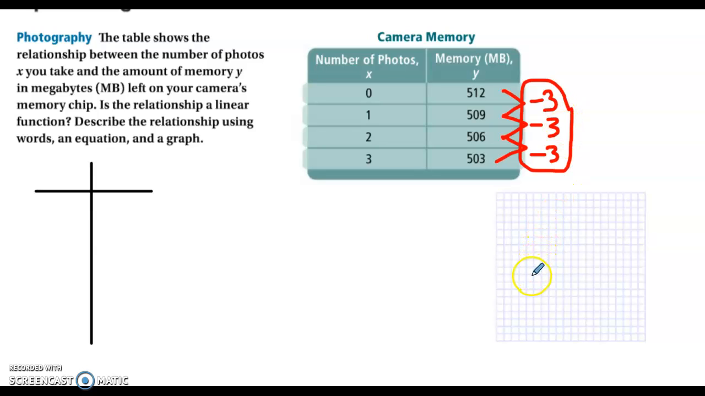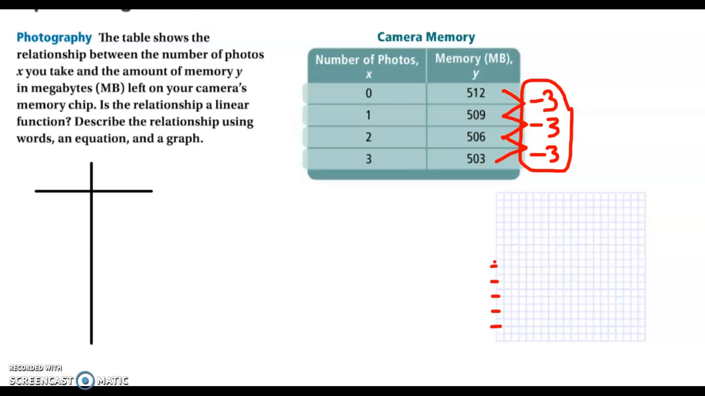If I go and graph it, I'm going to have to change here a little bit. I've got 0, 5, 12. So maybe I'll count by 50s: 50, 100, 150, 200, 250. Maybe I'll just count by 100. So this will be 100, 200, 300, 400, 500. So we've got 0, 512, then 0, 509, then 0, 506, and then 503.